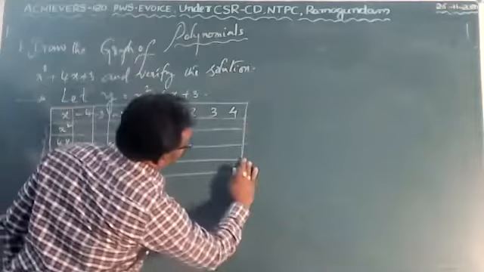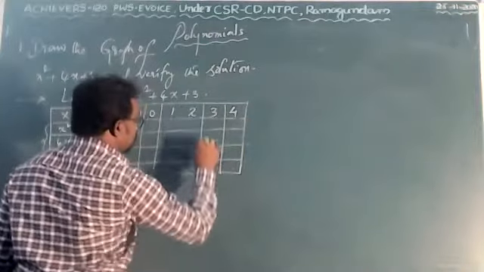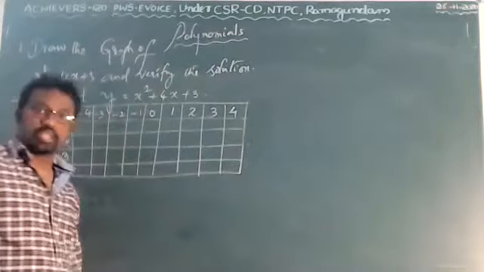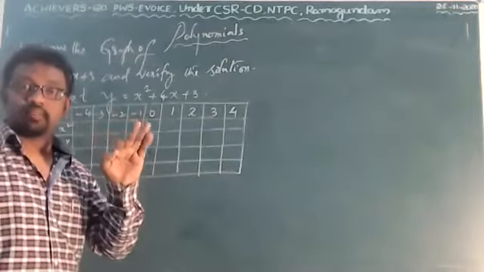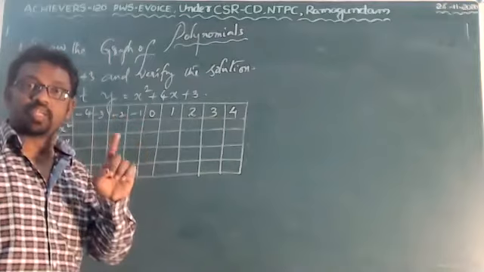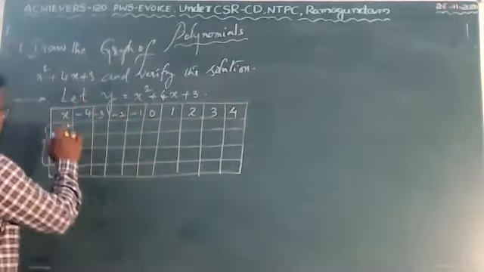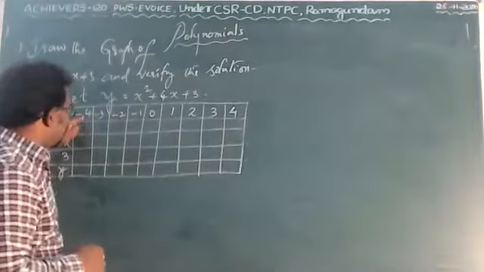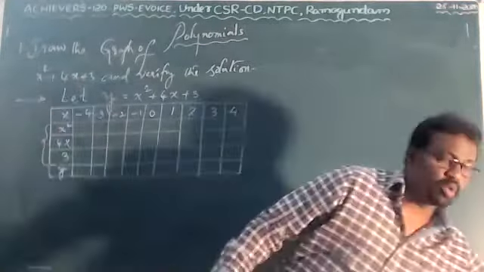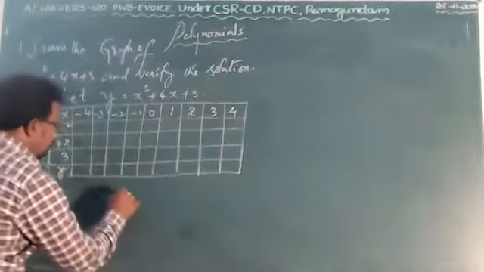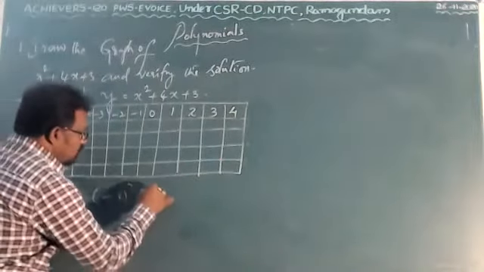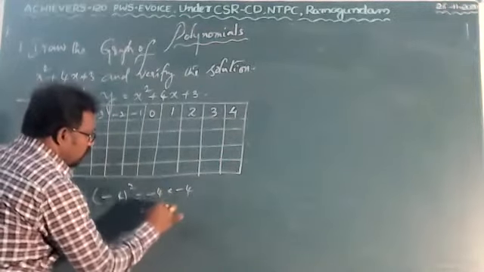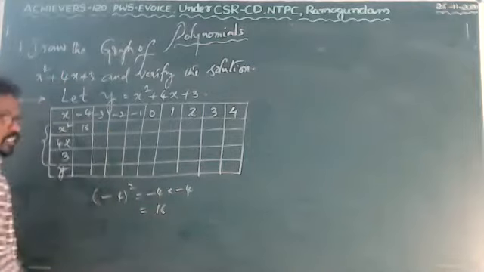Minus 4 to plus 4. This is standard. All the time, better take the x value from minus 4 to plus 4. And now what is x square? x is equal to minus 4, so minus 4 into minus 4, minus 4 whole square. That means minus 4 into minus 4. Minus into minus is plus, 4 fours are 16. Here you will get 16.